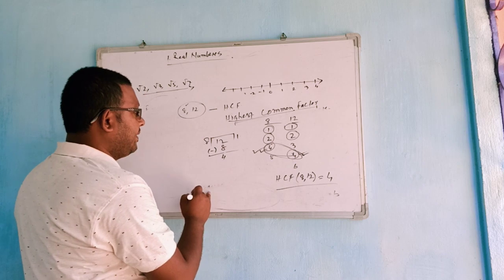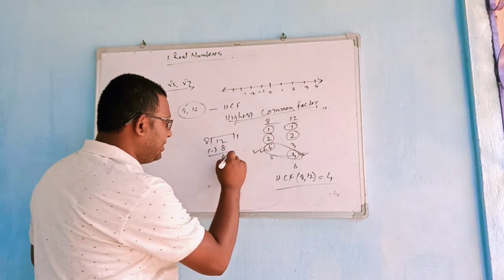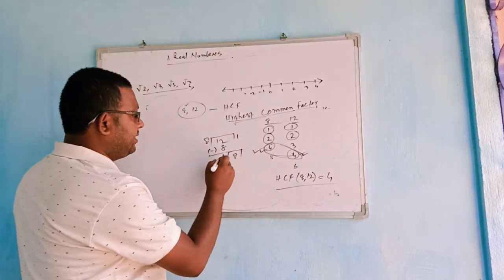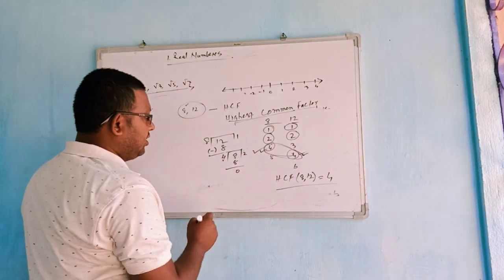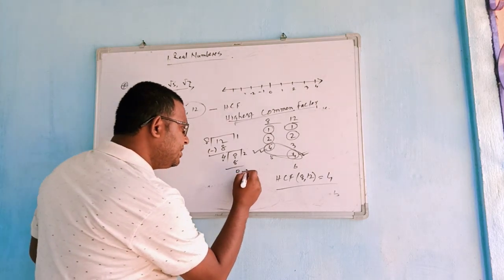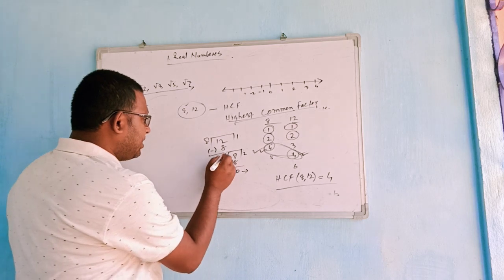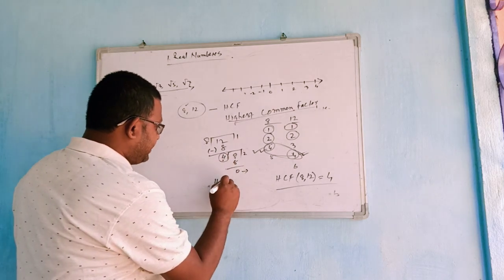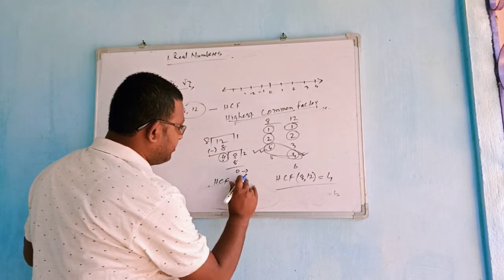Then 4 is the remainder. Now divide the remainder into the divisor. The divisor here is 8. Then 4 into 8 gives 0. Whenever the remainder does not become 0, continue this process. Then what is the last divisor? 4. So it is the HCF of these two numbers, 12 and 8, and it is 4.